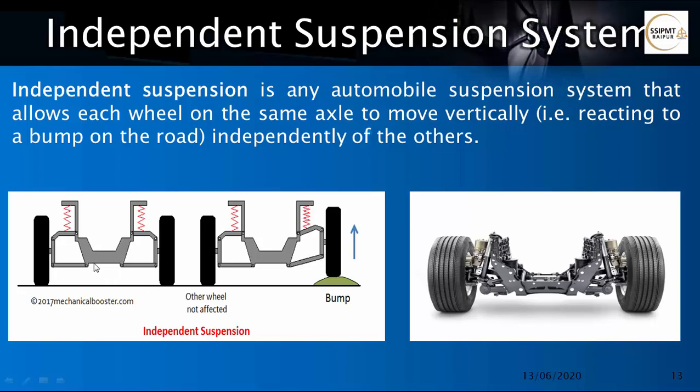So you can see the diagram. If any bump comes in contact with a single tire, the other wheel is not affected, you can see here. The motion of the wheel pairs is independent, so a disturbance at one wheel is not directly transmitted to its partner wheel. And because of this, the suspension system provides better ride and handling.